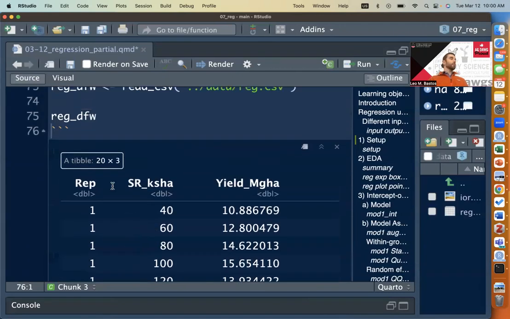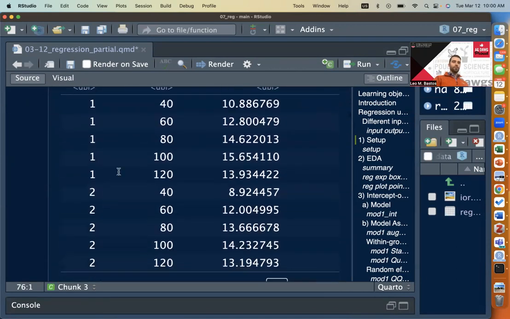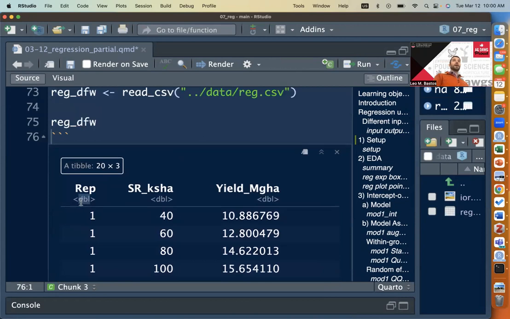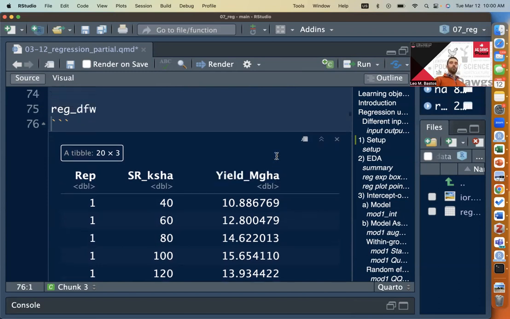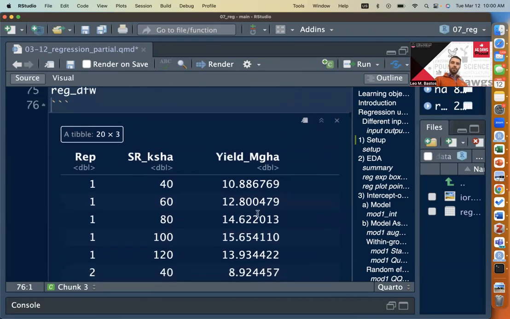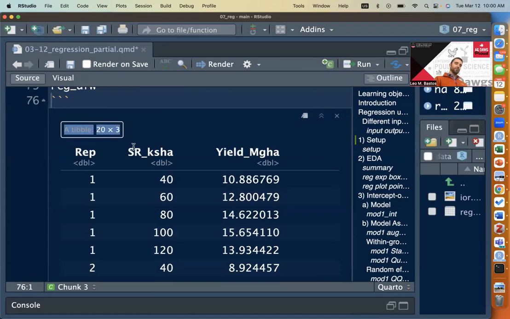So this was a randomized complete block design with 4 reps. So we have rep here 1 through 4, and it is being interpreted as double, so as numerical by R. We have our seeding rate in 1,000 seeds per hectare, where we have 5 levels ranging from 40 to 120. And then finally, we have our yield in megagrams per hectare or tons per hectare. And this is corn. Also, we have 20 observations.